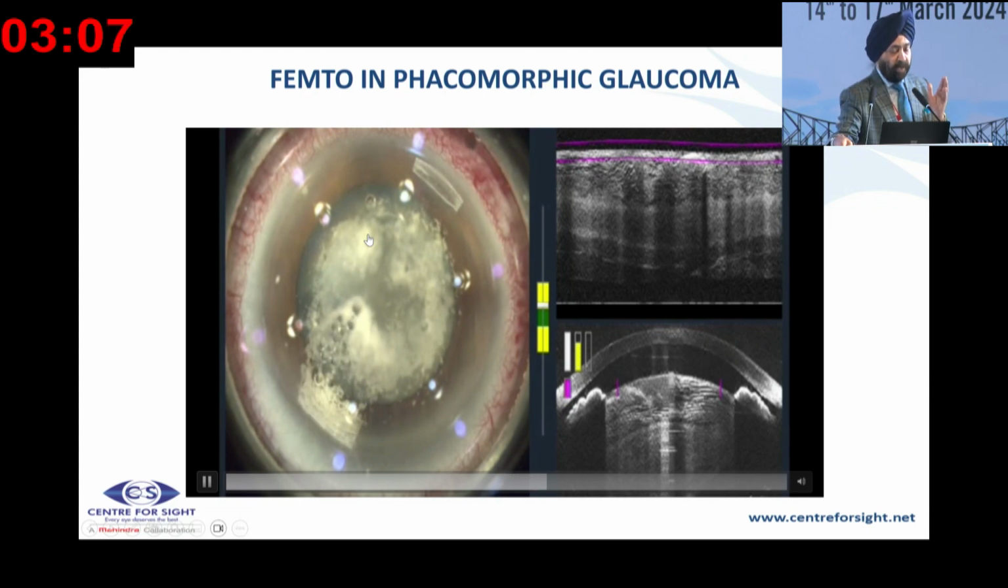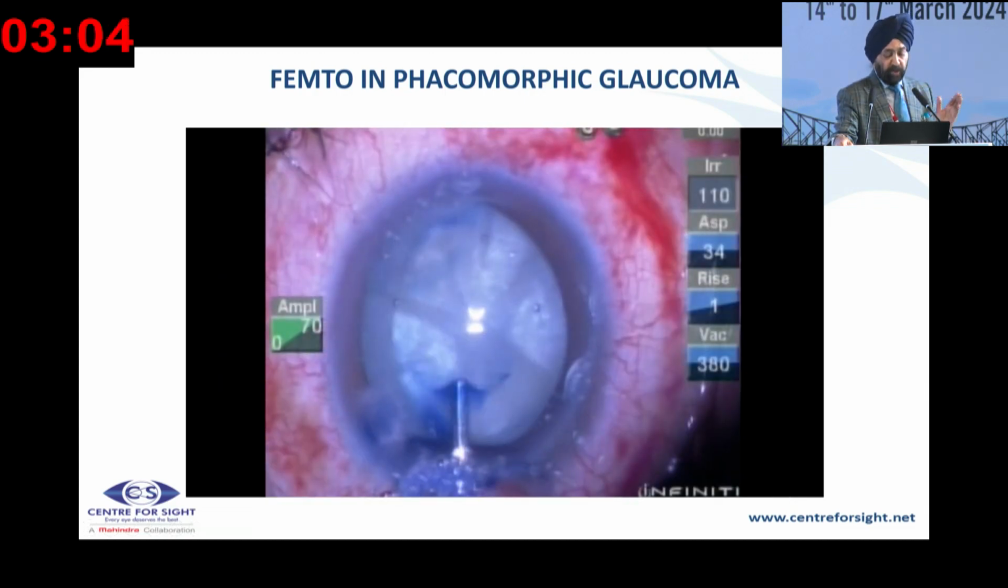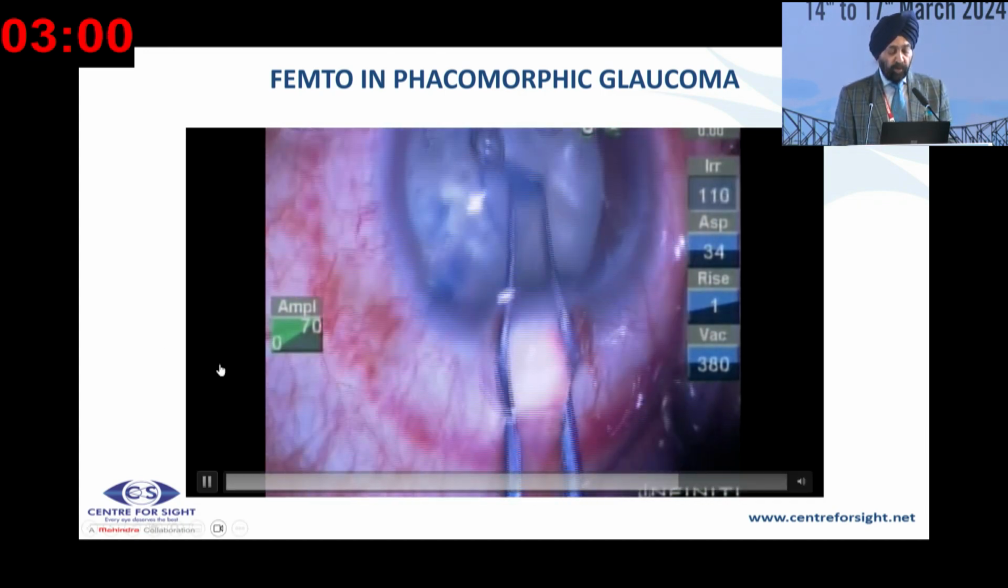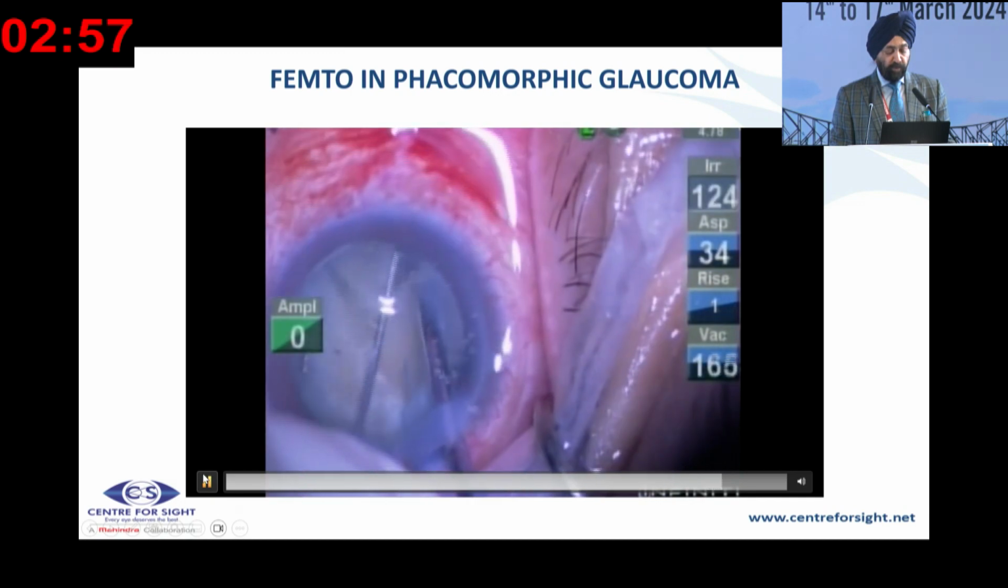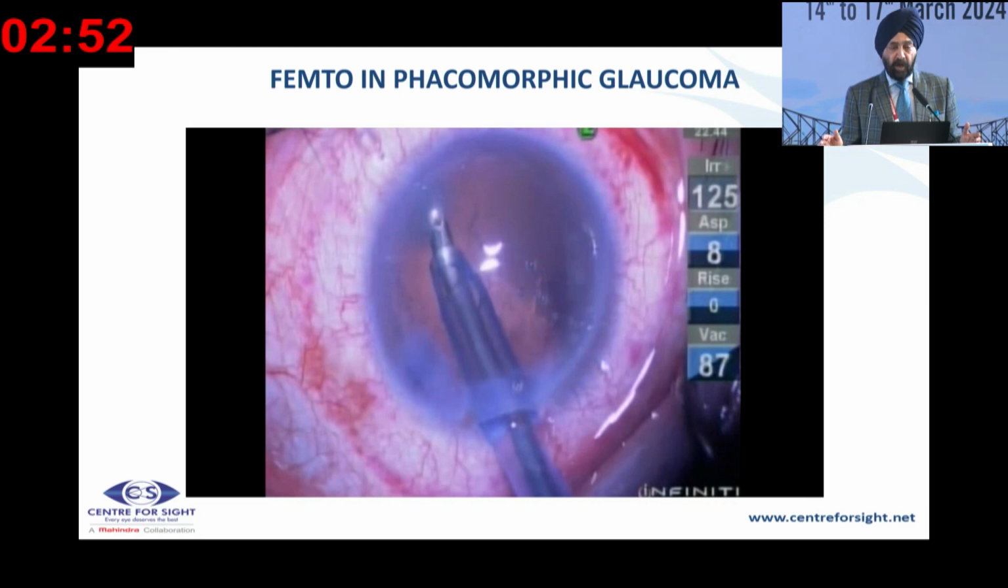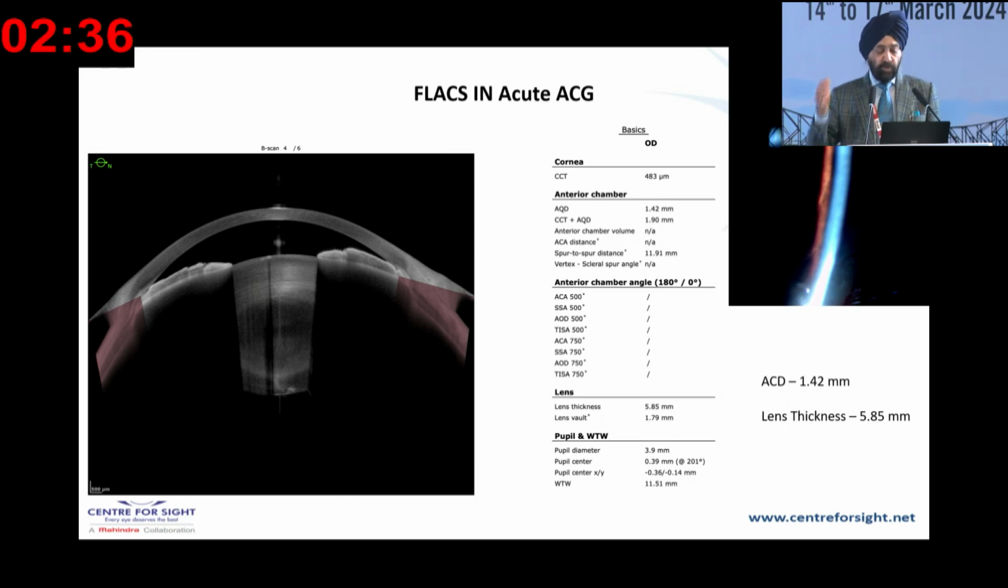The biggest advantage of a femto procedure in an intumescent cataract is that you are able to work in a closed chamber. So if you are working in a closed chamber, there is almost negligible chance of a runaway. You could see that the capsulotomy was good. The only thing is, because of the fluid coming out, you should always stain it with trypan blue, and once you stain it with trypan blue, any skip areas in the capsulotomy can be taken care of.